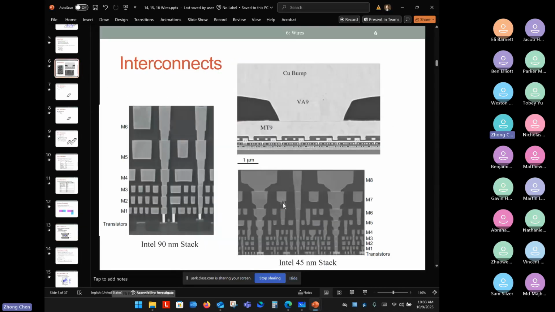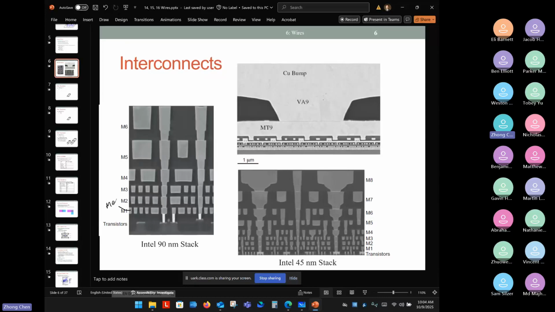This is the cross-sectional view of the interconnects in integrated circuits, not a PCB anymore. In integrated circuits, the wires are very close to each other. You have a metal one, you have a metal two here, stacking very closely. This light area, the white area, is the metal, and the dark area is what we call the interlayer dielectric, ILD.